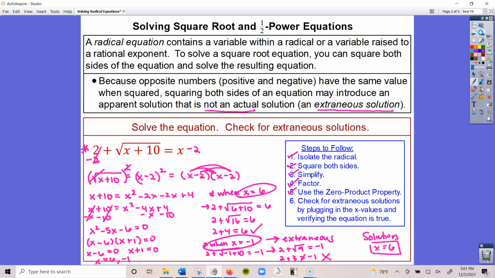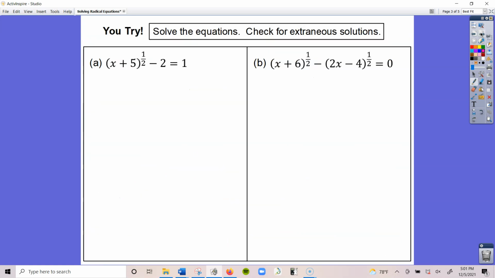Let's try a couple more. I have here x plus 5 raised to the 1/2 minus 2 is equal to 1. Even though it's raised to a rational exponent, if you prefer, you can always rewrite that as the square root, since remember, the exponent of 1/2 represents the square root. So the square root of x plus 5 minus 2 equals 1. I'm going to add the 2, and I get the square root of x plus 5 is equal to 3.